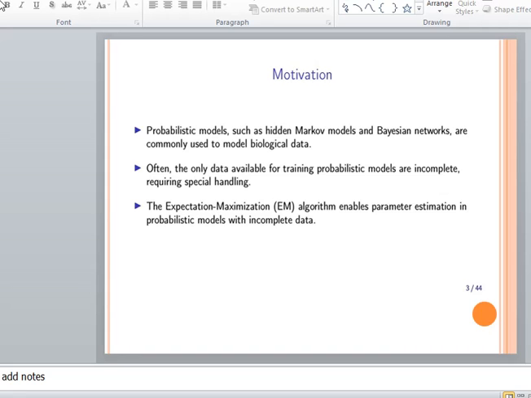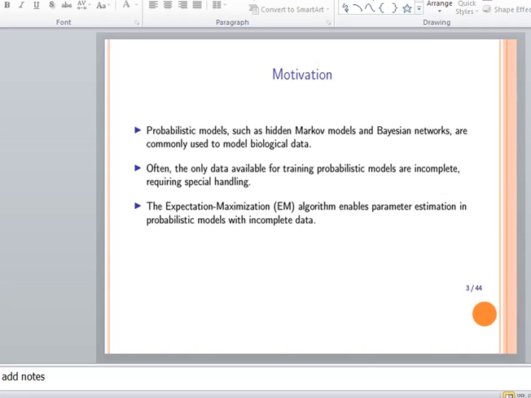The expectation maximization algorithm enables parameter estimation in probabilistic models with incomplete data. So when we have this kind of situation in which we have some incomplete data, in that case we can use the EM algorithm, which can enable parameter estimation in probabilistic models.